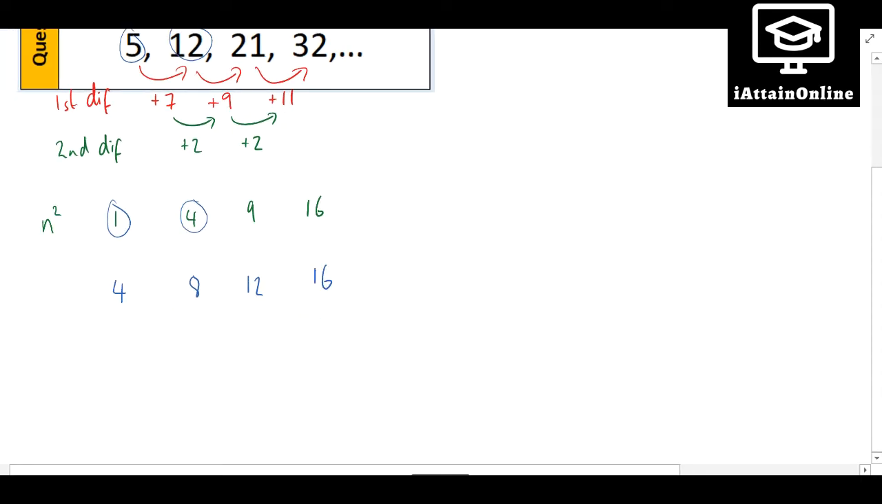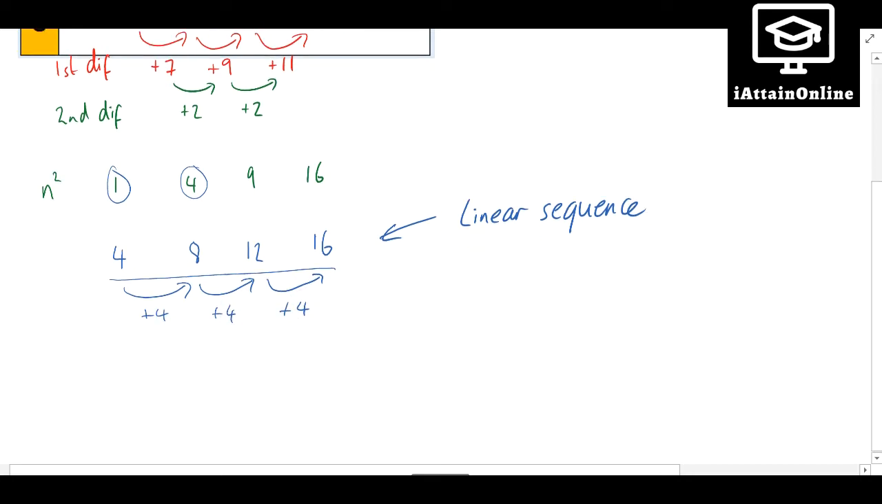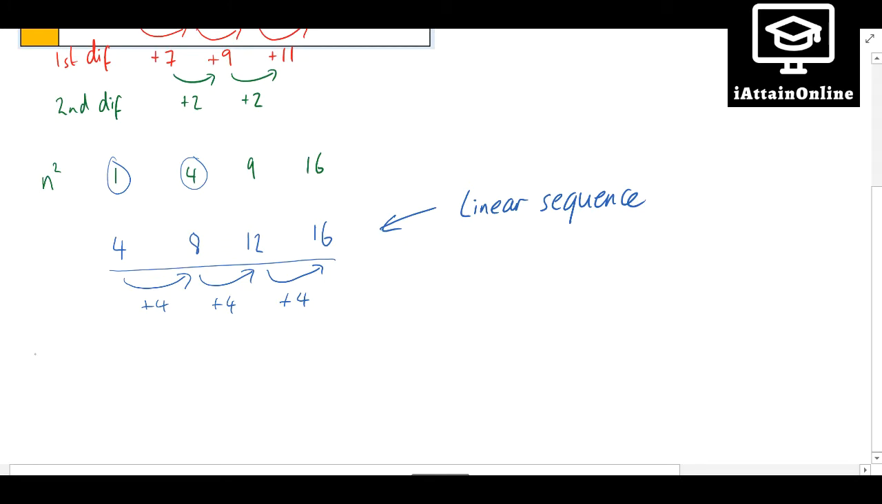Now, unlike the last example, once you've taken away the squared bit from the original sequence, these numbers are not the same. So what you are now going to do is, this is a linear sequence, and you'll see why in a second. You're going to work out the nth term of this linear sequence. So that we're going to treat as a separate sequence. Each time here, we're just adding 4. Now remember, with a linear sequence, when the first difference is the same, that just tells me what times table it's related to.